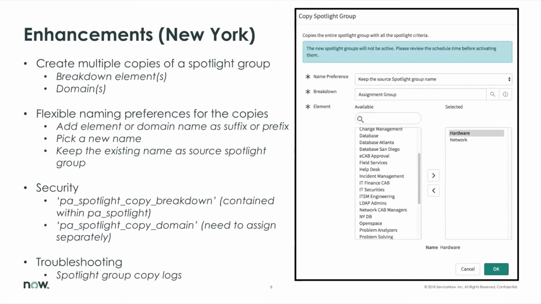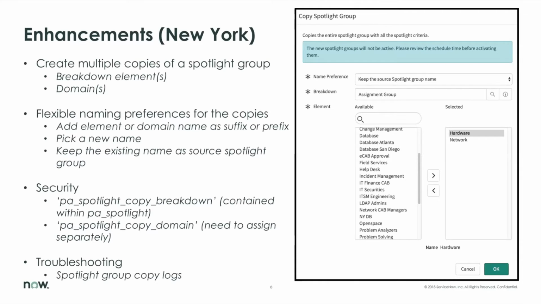So what we have done in New York is added a couple of UI actions that easily copy an entire Spotlight group along with all of its config and scheduling over to either breakdown elements or domains. We also give you a nice flexible way to name the copies. You can add your element name or domain name as a suffix or a prefix. You can also pick a new name, or keep the existing name of the source Spotlight group.